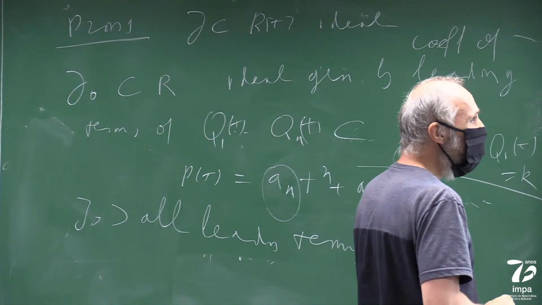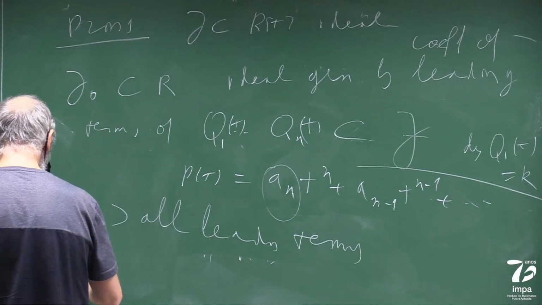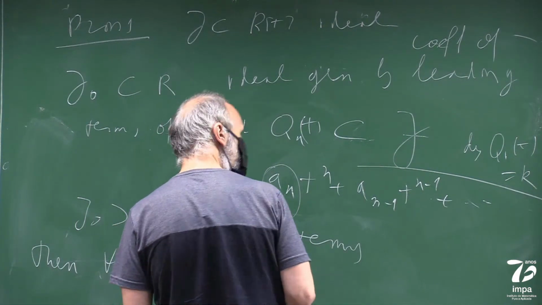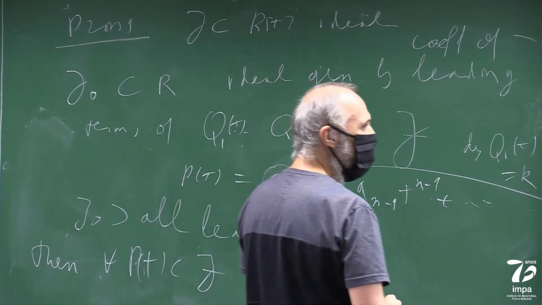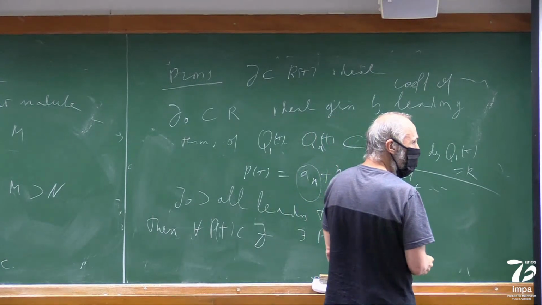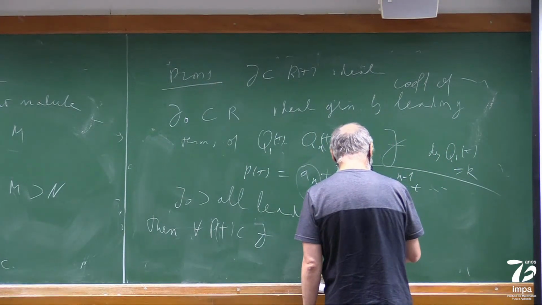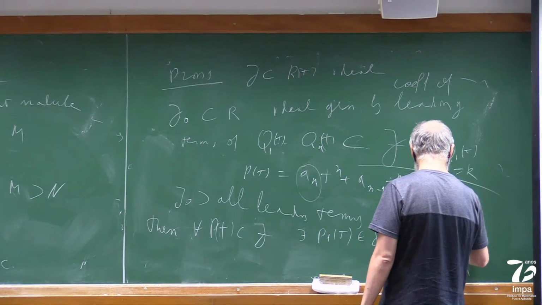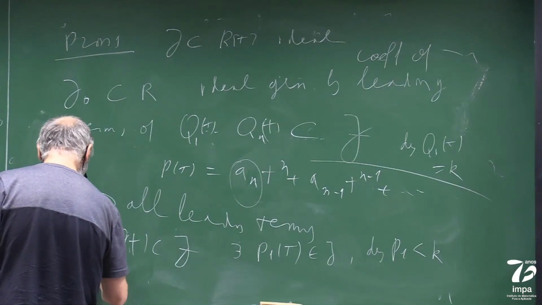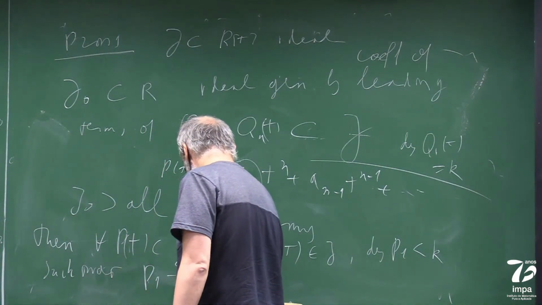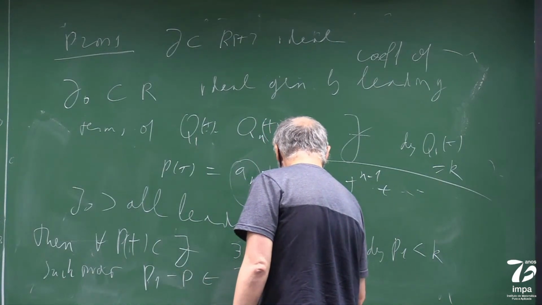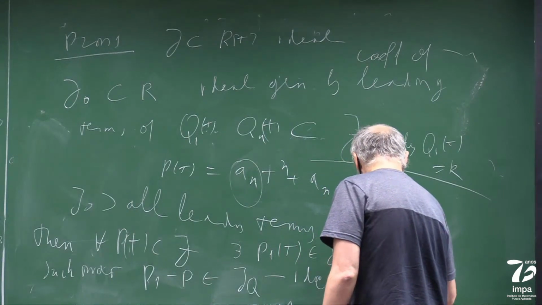And then for each polynomial p(t) in this ideal J, there exists p1(t), which also belongs to J, but of very small degree, less than k, such that p1 minus p belongs to JQ. This is the ideal generated by the Q_i.